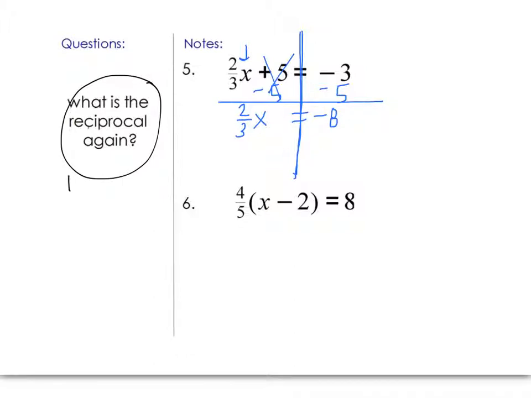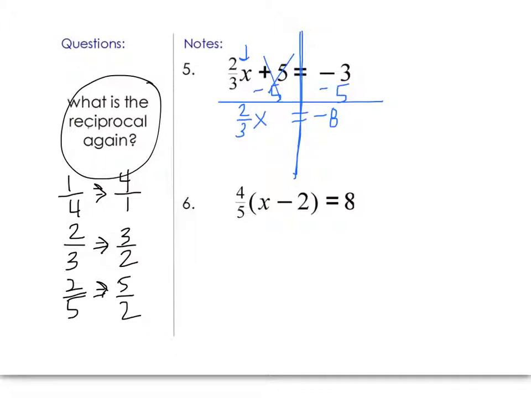Well, the reciprocal of 1 over 4 is 4 over 1. The reciprocal of 2 over 3 is 3 over 2. The reciprocal of 2 over 5 is 5 over 2. So my problem, I have 2 over 3 times x equals negative 8. What's the reciprocal of 2 over 3? 3 over 2. So I want to multiply both sides by 3 over 2 so my fractions go away.